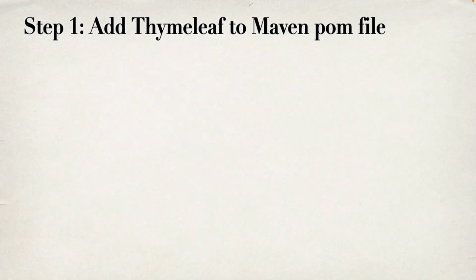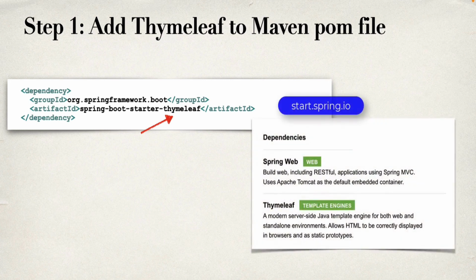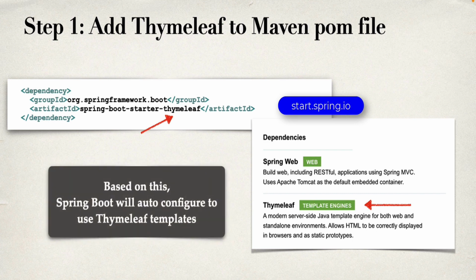Okay, step one of adding Thymeleaf to the Maven POM file. So in your POM file, you simply give a reference here for Spring Boot Starter Thymeleaf. Or if you're creating a brand new project from scratch at start.spring.io, you just type in Thymeleaf for the list of dependencies and it'll add it to your given project. And of course, it'll put it in the Maven POM file. And then based on this, Spring Boot will auto-configure to use Thymeleaf templates. And that's it. There's no additional configuration that you need to set up to make use of Thymeleaf with Spring Boot.